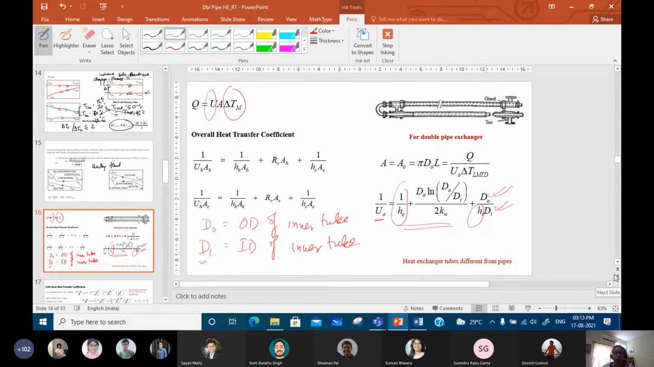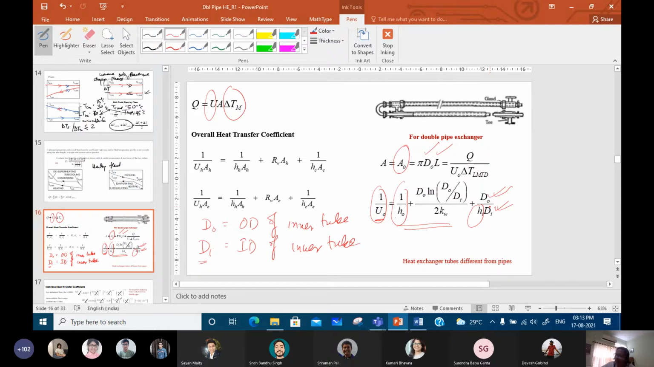So therefore, there is one important thing that I would like to tell you. In order to find out UO, why do you want to find out UO? Because you want to find out AO. And from AO, you need to find out D0L. But to find out UO, you are going for this equation. And this equation requires an idea about DO and DI. So how do we go about this particular problem?